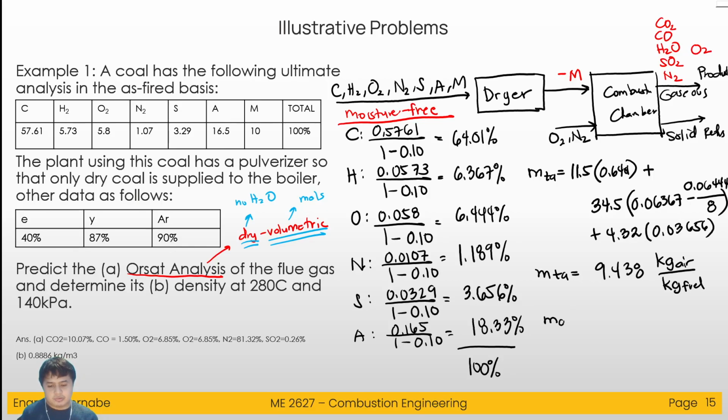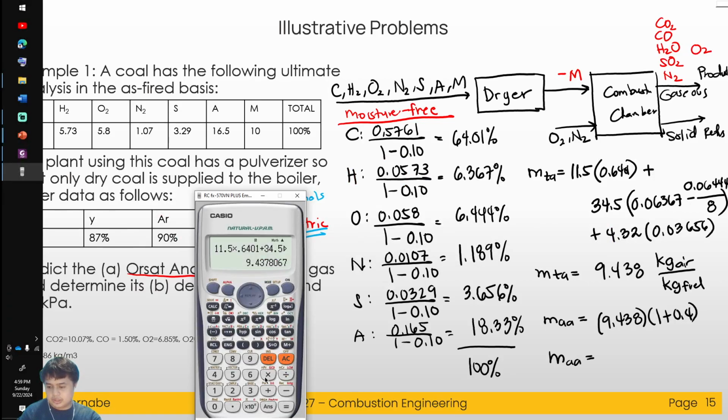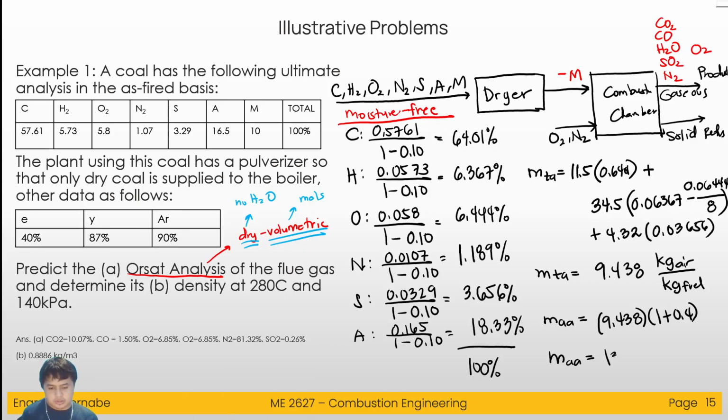To get the actual air, MAA, you can just multiply this by the excess air. The excess air is 40%. So you have 9.438 multiplied by 1 plus 0.4, the excess air. So the actual air is multiplied by 1.4, and you have 13.21 kilograms of air per kilogram of fuel. You can use this later for the formulas getting the ratio.